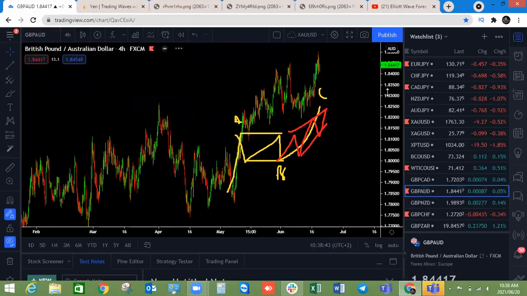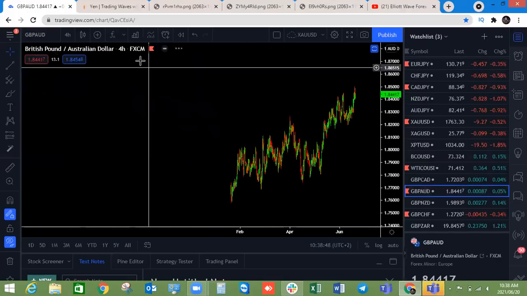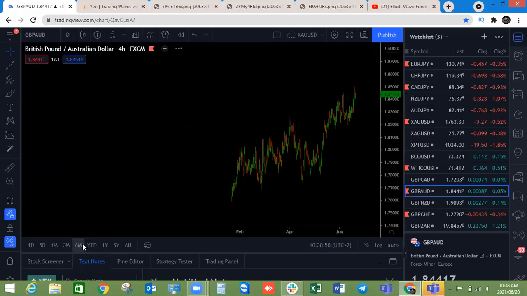Pound AUD. Pound AUD continues to push to the upside. Let's have a look at the bigger structure on the daily on Pound AUD.